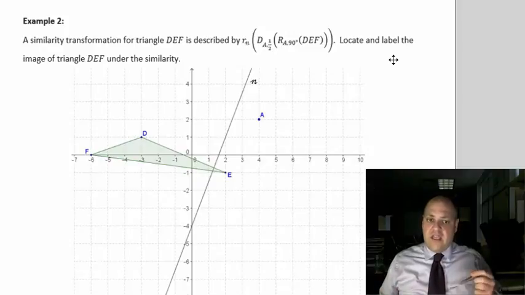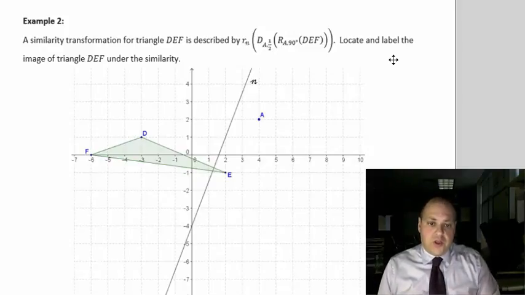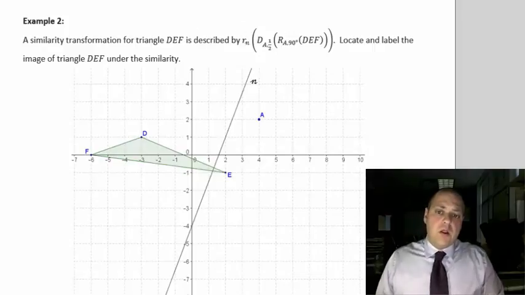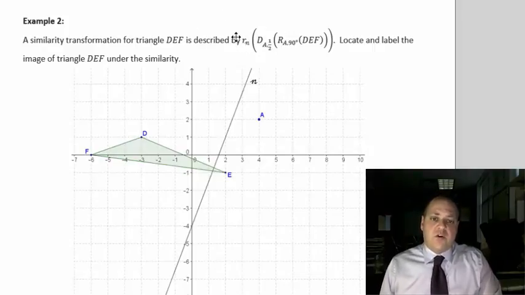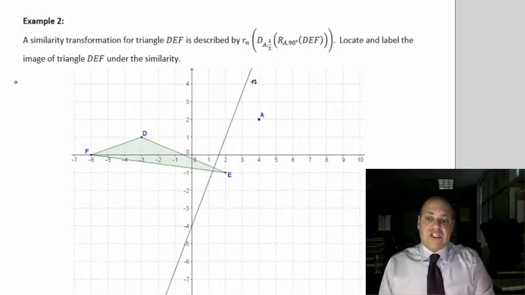Okay, so it looks like it's a triple transformation. It's a reflection of a dilation of a rotation. And remember, you start at the end and you work backwards. So we've got to do the rotation first. We're going to rotate about point A 90 degrees.